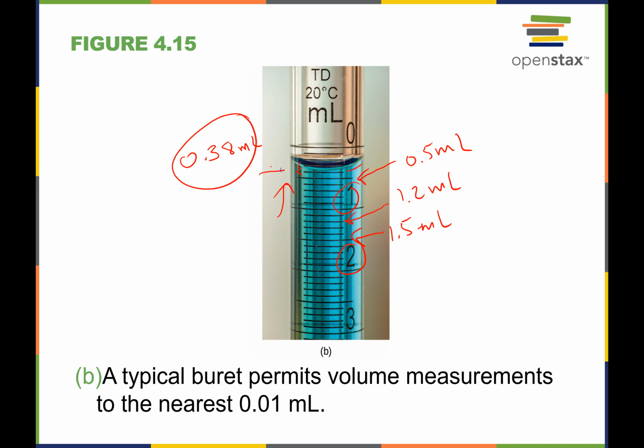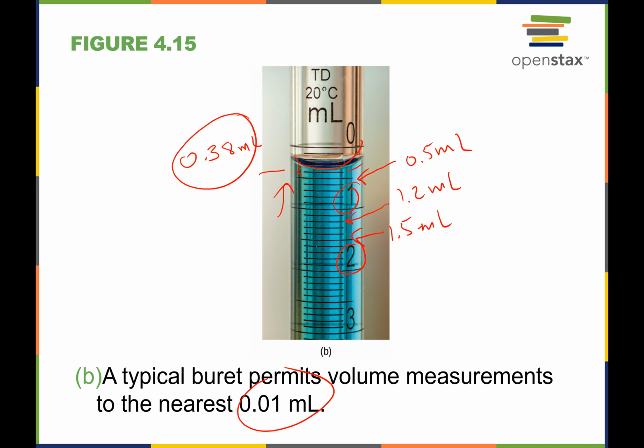That's what I would say, and the water that we'll be using forms a curve like that, so we're going for the bottom of the curve. So 0.38 milliliters. I know it's hard. 1, 2, 3, and then the bottom, 0.38 milliliters. Like this caption says, we're able to read to the nearest 100th of a milliliter.